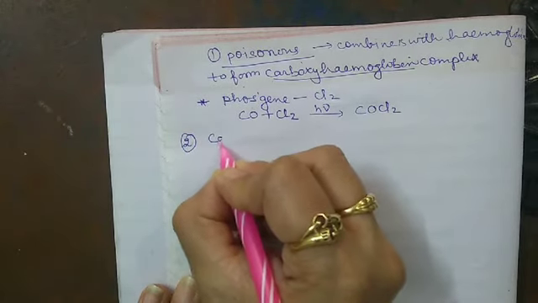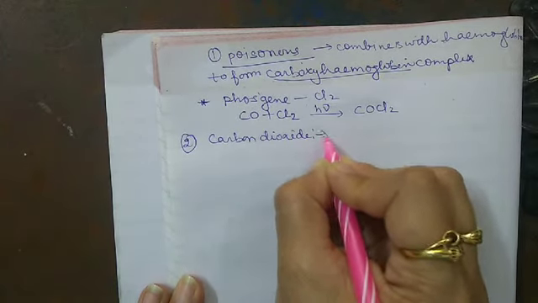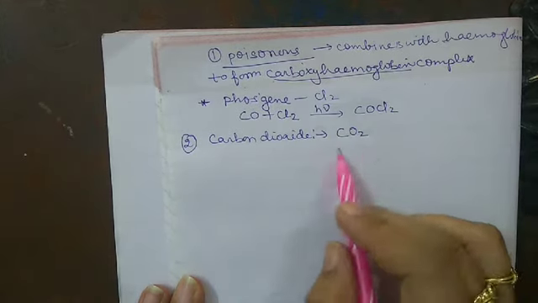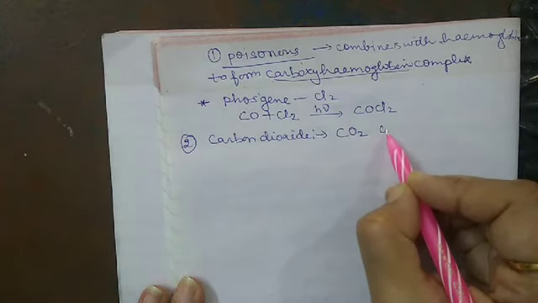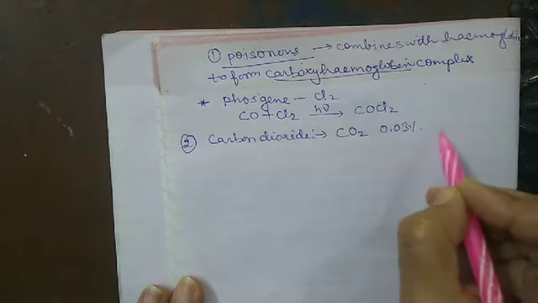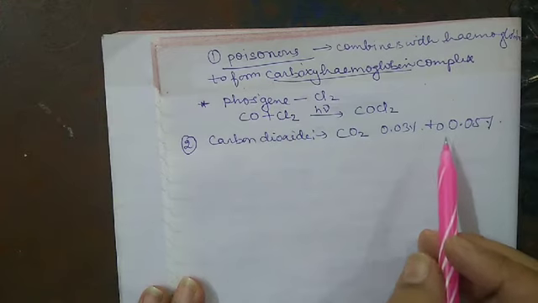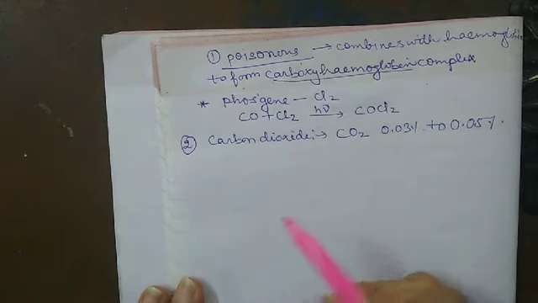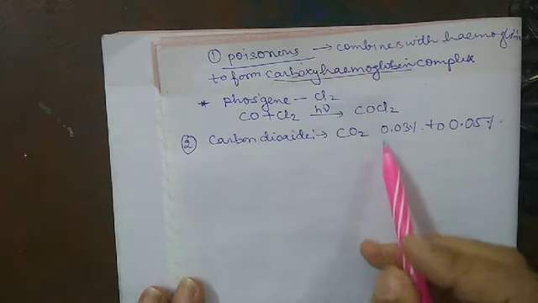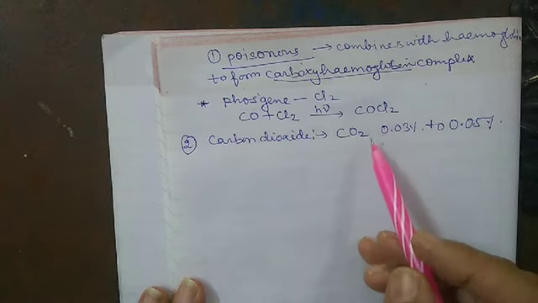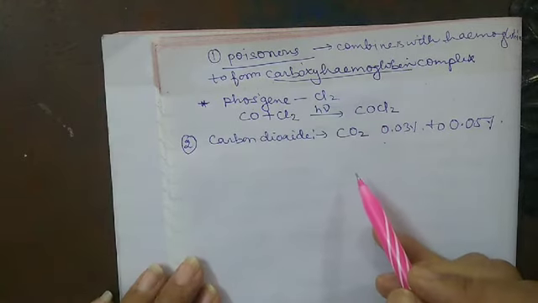Now the next heading is carbon dioxide. The formula of carbon dioxide is CO2, and in our atmosphere about 0.03% to 0.05% carbon dioxide is present. From where does it come? It comes into the atmosphere from animal breathing, the decay of vegetable matter, and the burning of carbon and other carbon matter.